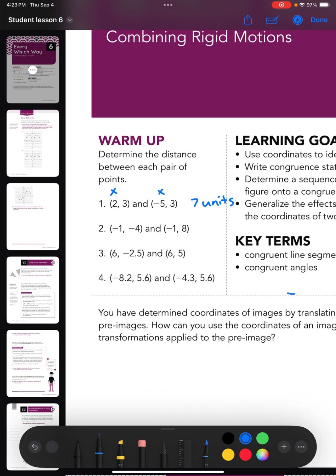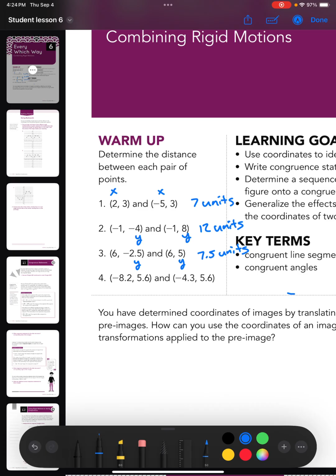For number 2, the x values are both the same, so the distance between them is going to be the difference between the y values. So again, thinking along the number line, the distance in units between -4 and 8 would be 12 units. Same thing for 3 and 4. For 3, the distance between them is going to be the difference between these y values, and the distance between -2.5 and 5 would be 7.5 units.